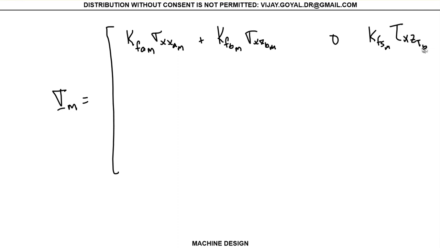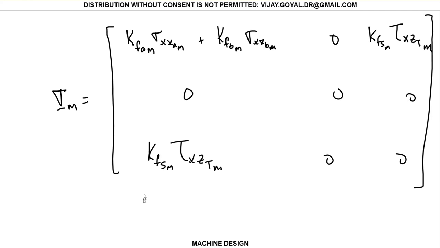So this is torsion B. This is 0, 0, 0, 0, 0, KFS mean, tau XZ mean. And from here, you're going to build your state of stress, and you're going to find your principal stresses on this state of stress, which we already learned in the past. So before we move on, the next question is, what do we do?